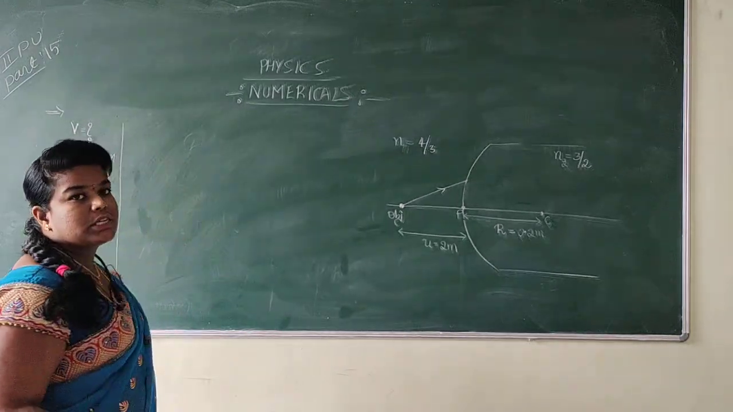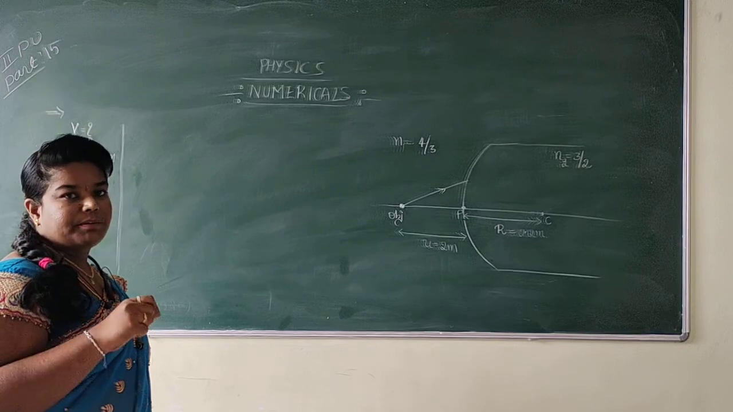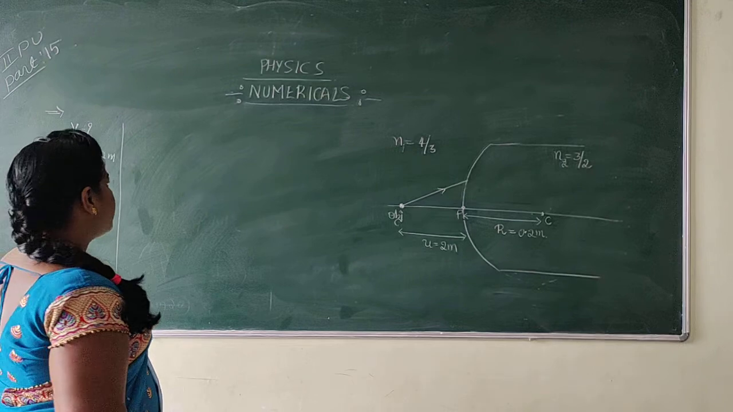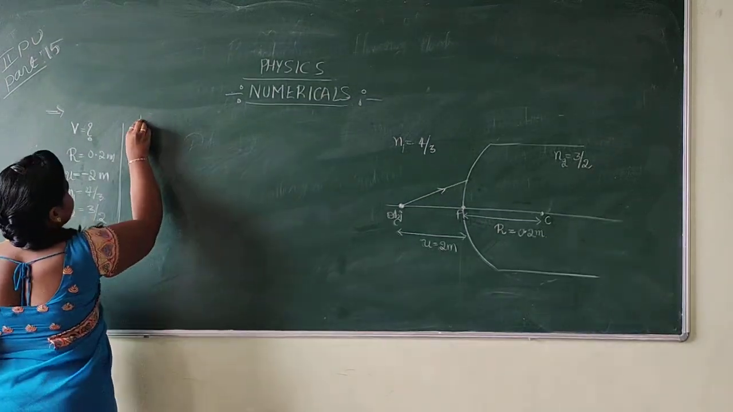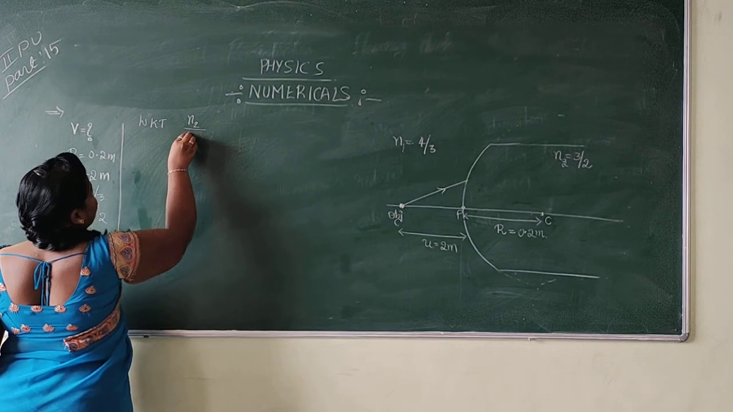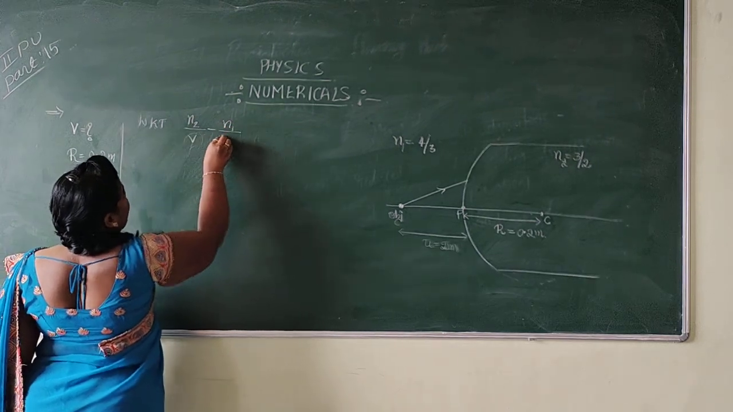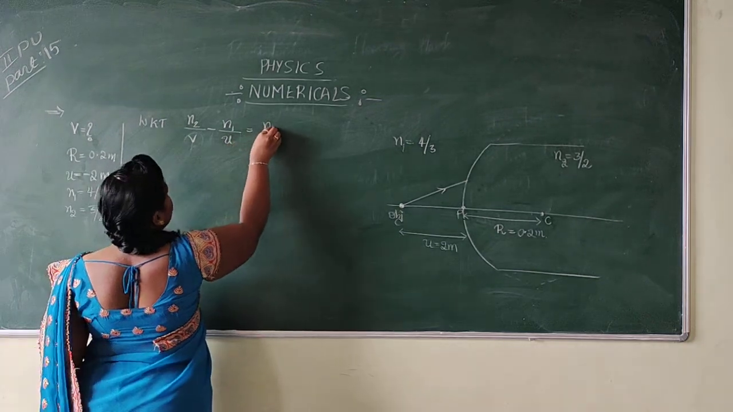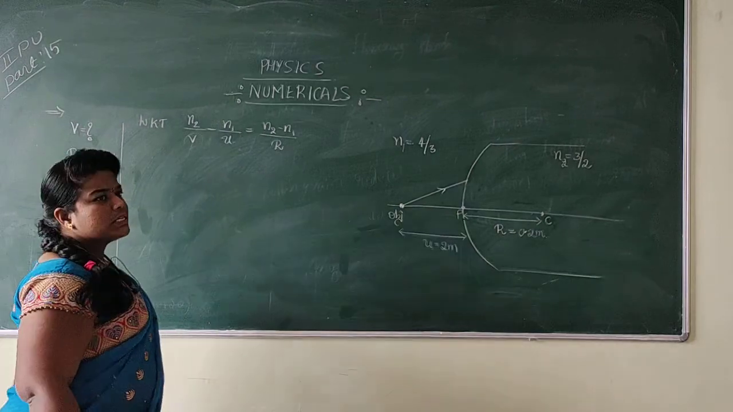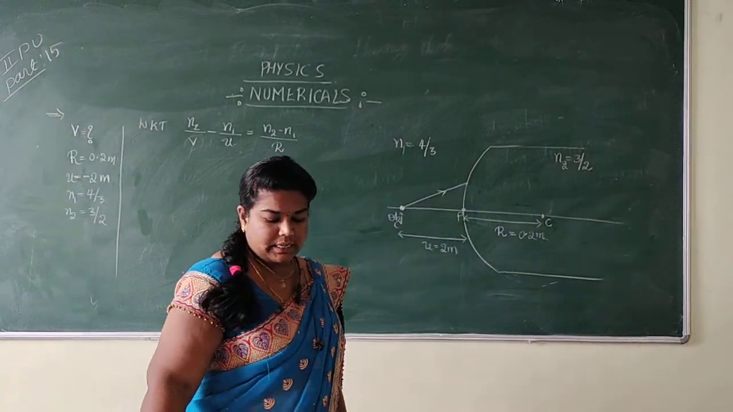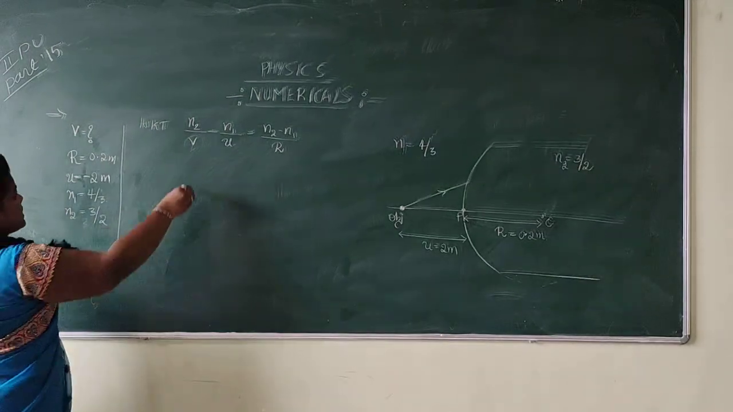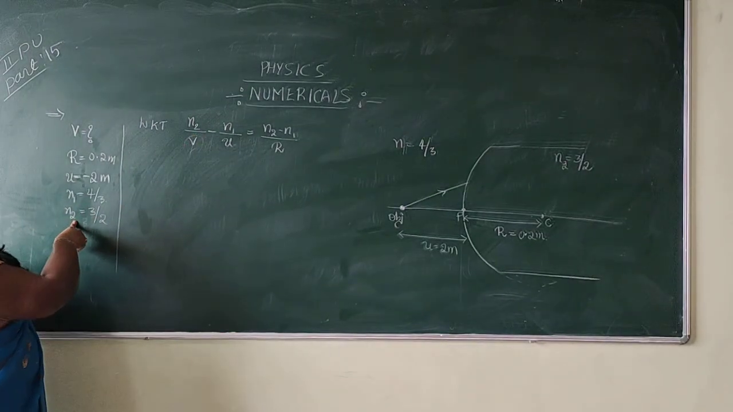This V, my dear students, you know there is a relationship between n, v, u and R. So what is the formula? We know that n2 by v minus n1 by u is equal to n2 minus n1 divided by R. You know this formula, right? So what is n1? What is n2? You know all of them here, so let us substitute. n2 is 3/2.